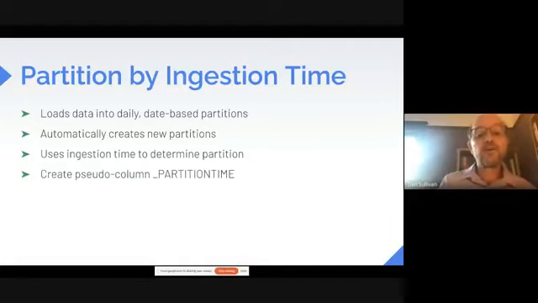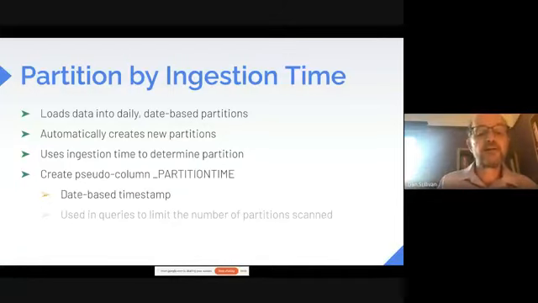Now, it also creates a pseudo column called _partition time. So that's like an extra column in the table that we can use in our queries to determine which range or which sets of partitions we want to be scanning. Now, the partition time is a date-based timestamp, and we can specify in the where clause, where _partition time meets some condition.